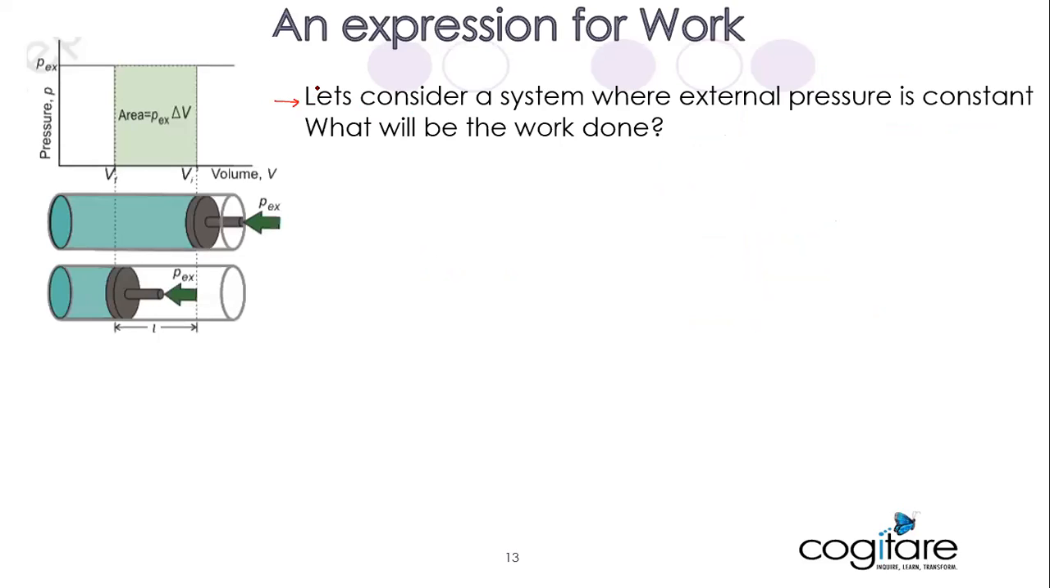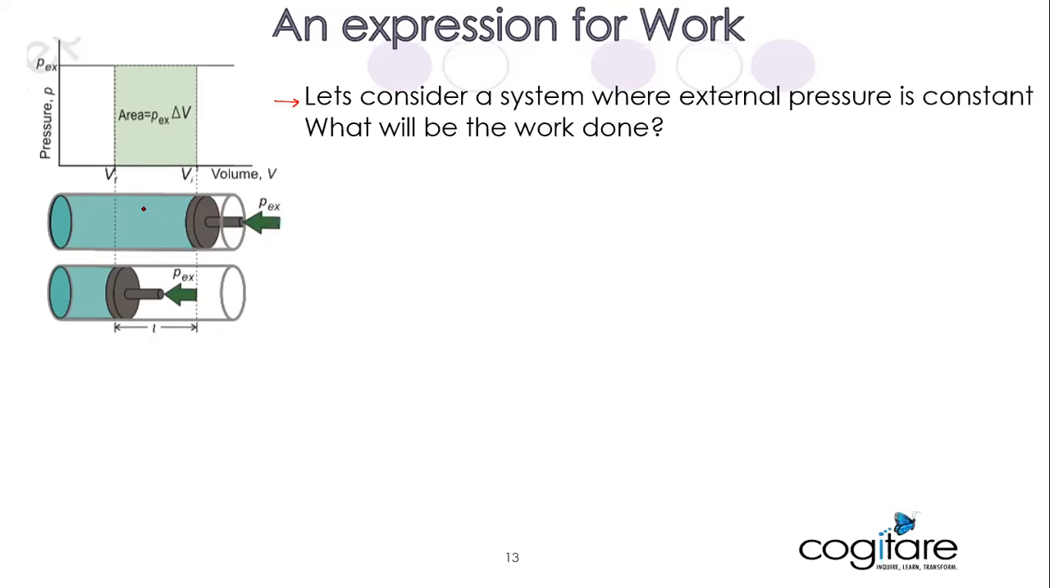Adit, can you please help me read this? Let's consider a system where external pressure is constant. What will be the work done? Okay. So what is the context here? We are saying, I will take gas. And the gas will either expand, doing work on the surrounding, or it may be compressed. That means work is being done on it.